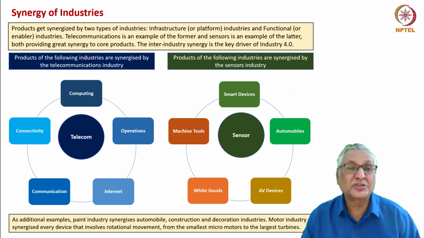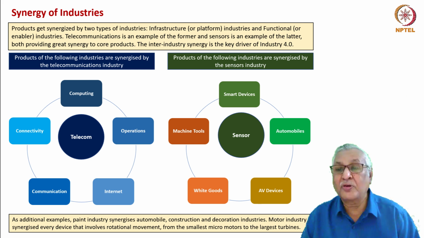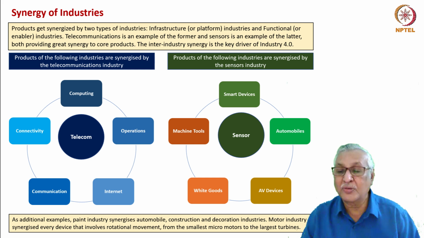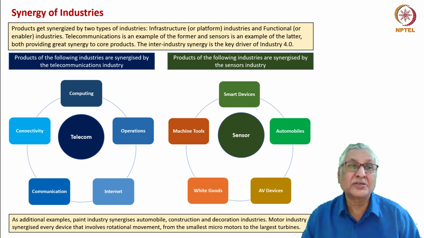Products of the following industries are synergized by the telecommunication industry: computing, operations, internet, communication, and connectivity. Products of the following industries are synergized by the sensors industry: smart devices, automobiles, audiovisual devices, white goods, machine tools. As additional examples, we have the paint industry that synergizes automobile, construction, and decoration industries. We have the motor industry that synergizes every device that involves rotational movement, from the smallest micromotors to the largest turbines.